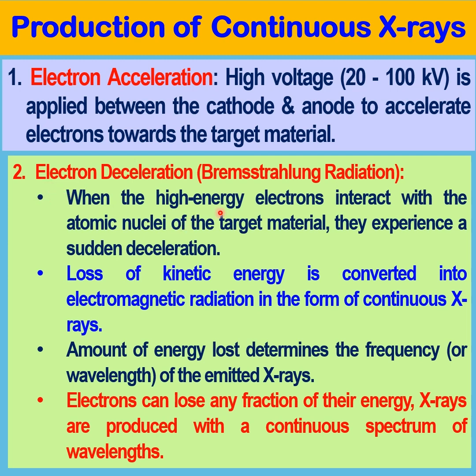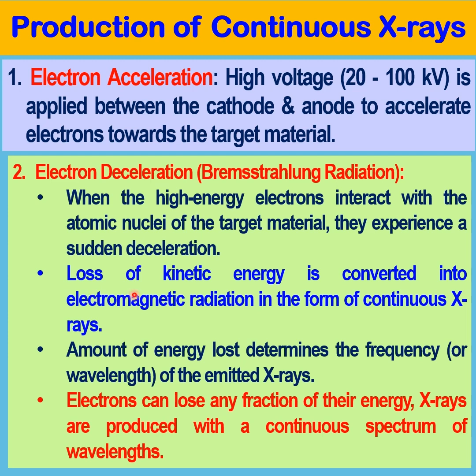The electron deceleration, or the Bremsstrahlung radiation, which means white radiation or continuous radiation, that is, X-ray radiation. What happens when these fast moving, accelerated electrons interact with the atomic nuclei of a target material? The target material is basically the anode material. They experience a sudden deceleration, which means the electrons lose their kinetic energy. The acceleration will be reduced.